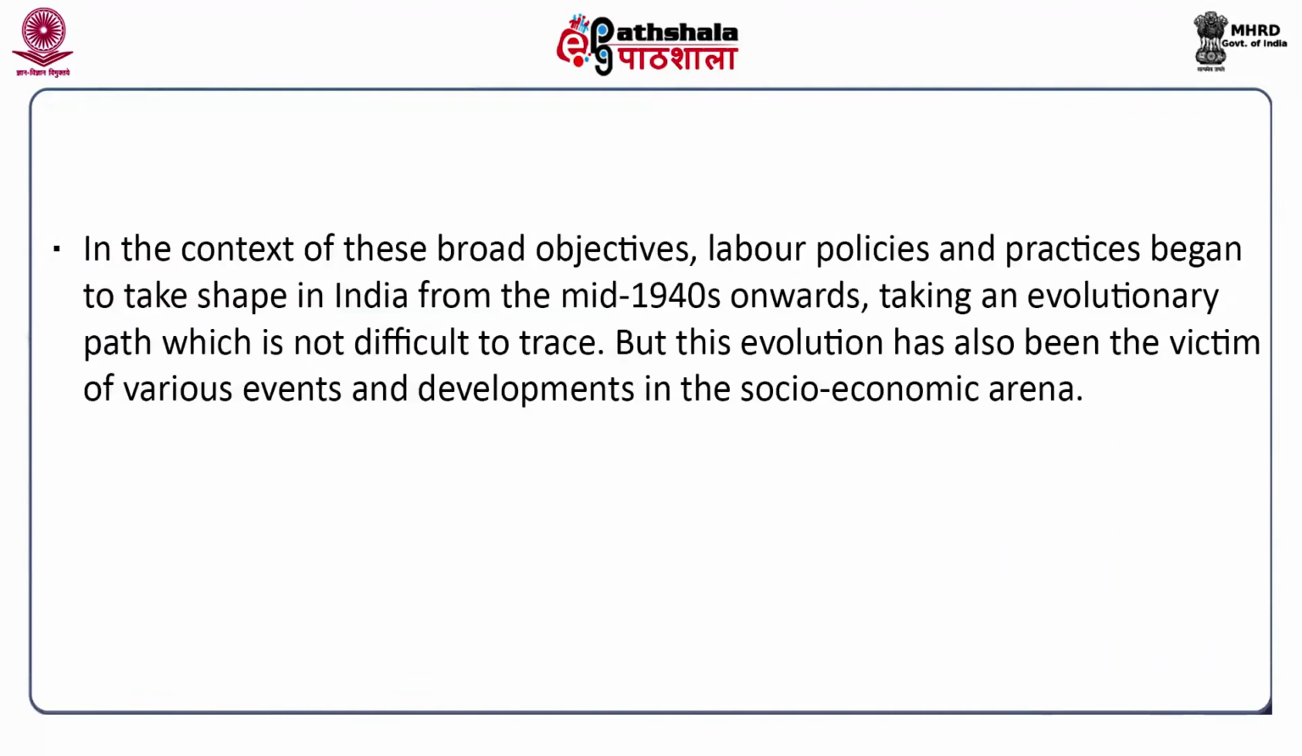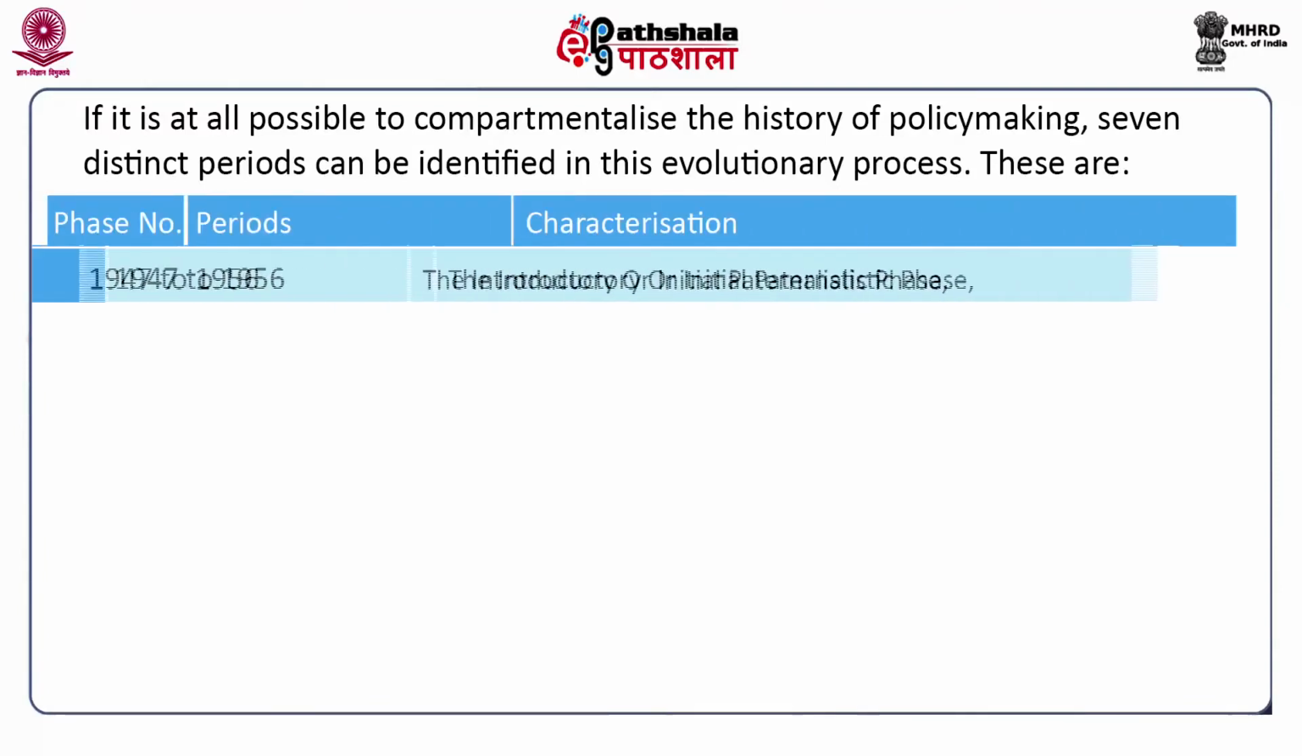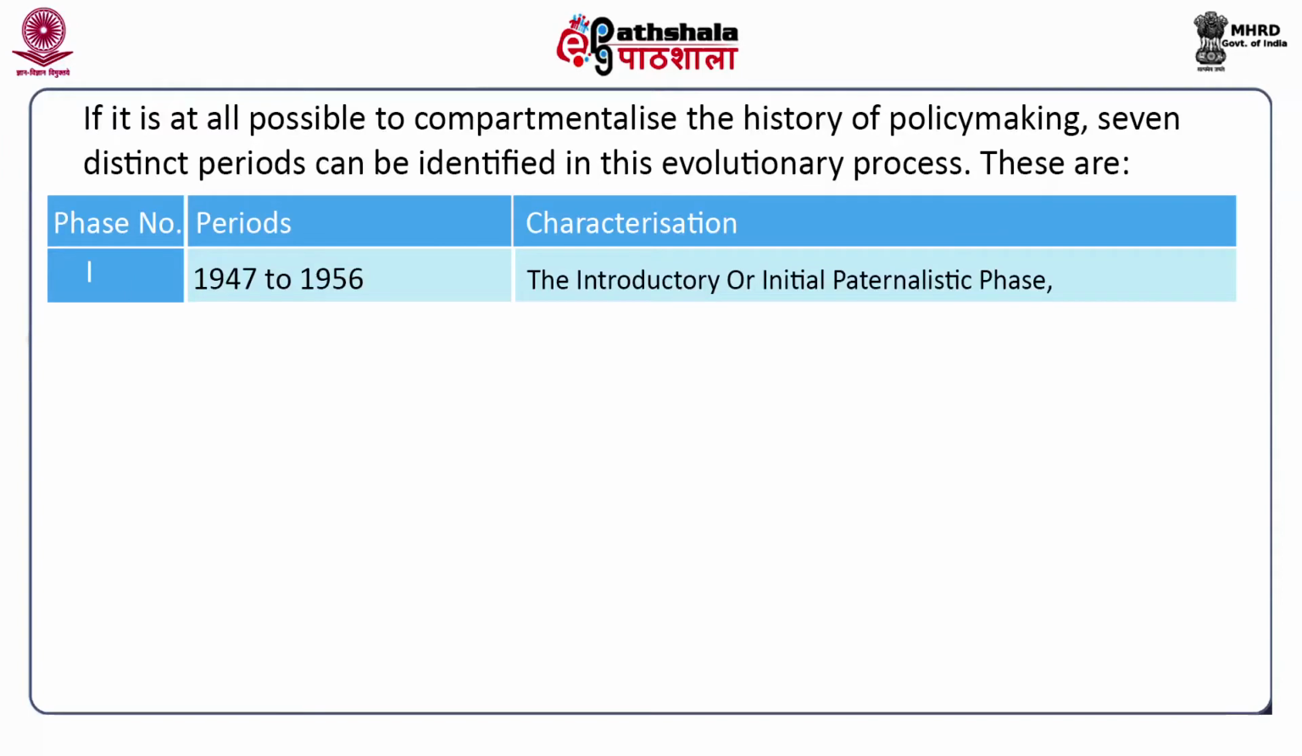In the context of these broad objectives, labour policies and practices began to take shape in India from the mid 1940s onwards, taking an evolutionary path which is not difficult to trace, but this evolution has also been the victim of various events and developments in the socio-economic arena. If it is at all possible to compartmentalize the history of policy making, 7 distinct periods can be identified in this evolutionary process. These are Phase 1, 1947 to 1956, which is characterized as the introductory or initial paternalistic phase.